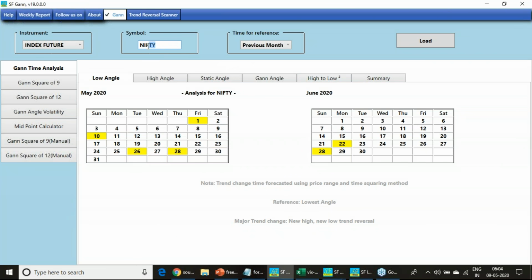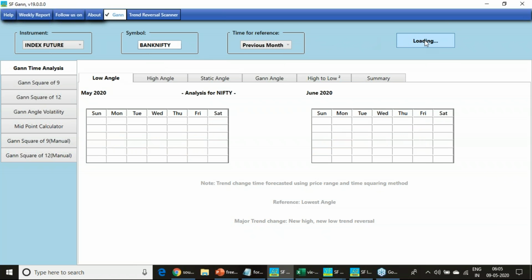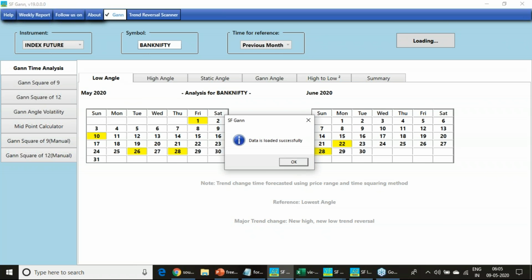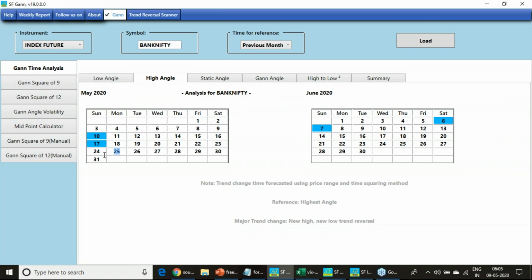Going back to the Bank Nifty. These two methods I am showing you because this method has been taken in many of my webinars multiple times. For the Bank Nifty, first 10th, 26th and 28th, and here 10th and 7th. So there is a clash here. 10th is coming in the low angle, and 10th also is coming in the high angle.